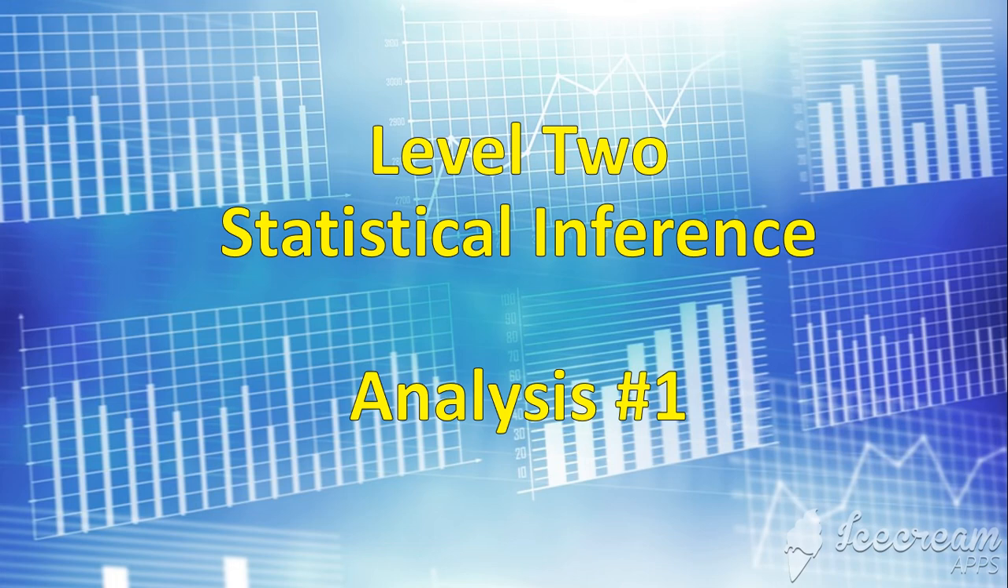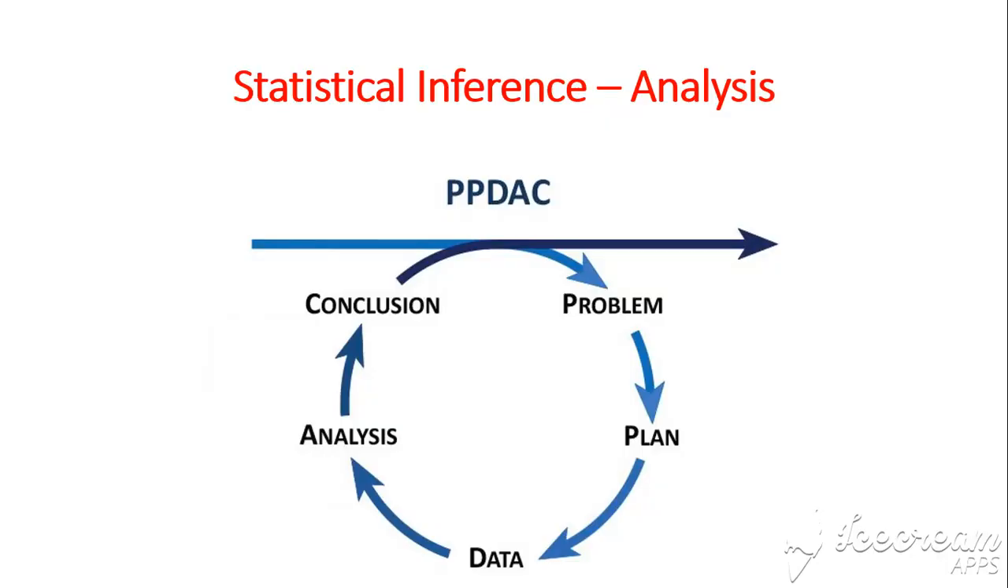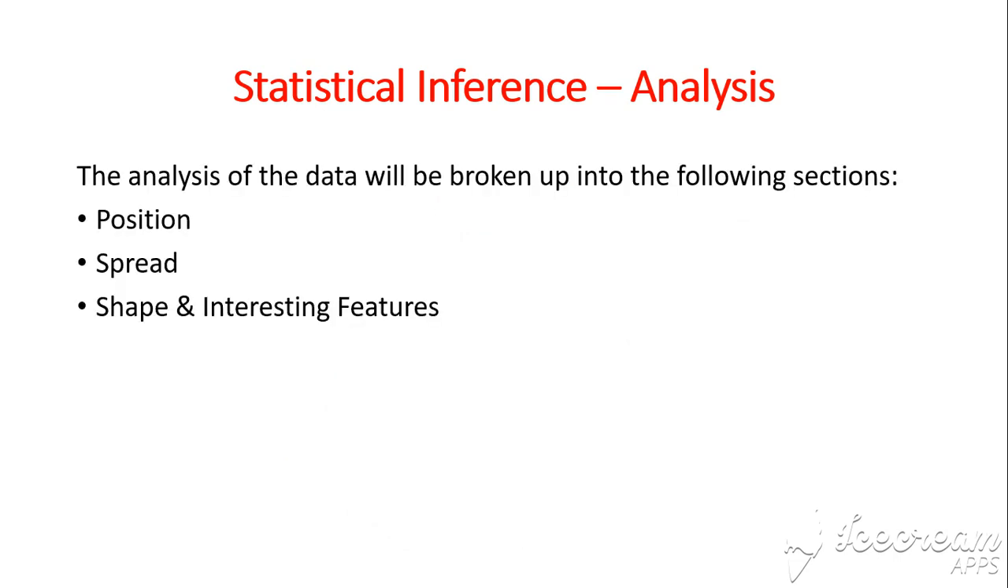We now begin our journey on talking about the analysis. So in our statistical cycle, we've done the problem, the planning, we've collected our sample and our data, and now we're going to start talking about some advice for the analysis. The analysis of the data will be broken up into the following sections: the position, the spread, and the shape and any interesting features.